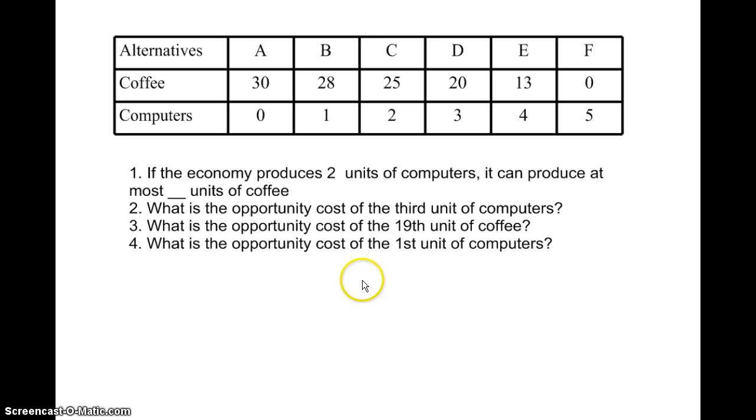All right, last one. What is the opportunity cost of the first unit of computers? If we assume we have no computers at all, we must be at point A. In order to get the first computer, how much coffee do we give up? 2 units. So the opportunity cost is 2.